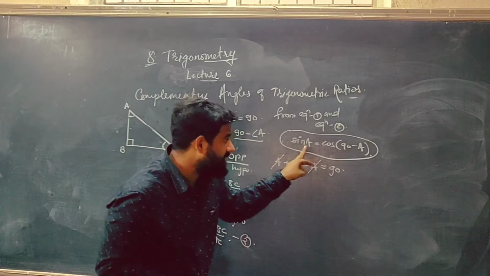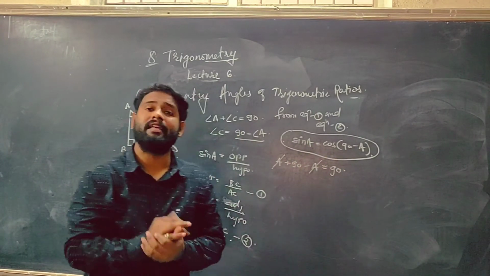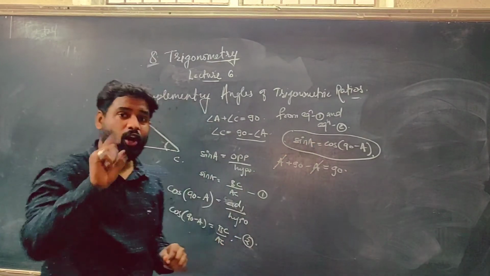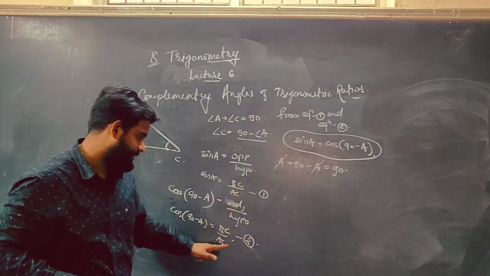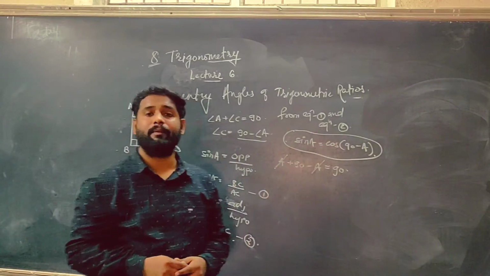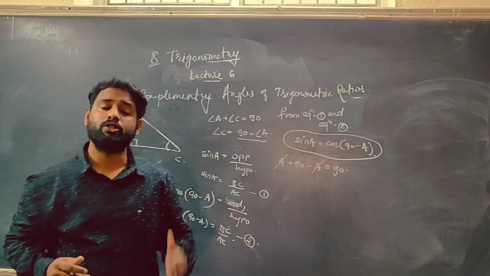So you have added these two angles A and 90 minus A. We got the answer as 90, which means they are a complementary pair. So sine and cos are one complementary pair. And how did you get it? From equations number 1 and 2, BC by AC, these two values will be equal. Sine A is equal to cos 90 minus A. Right? And if this is true, their opposites will also be true.